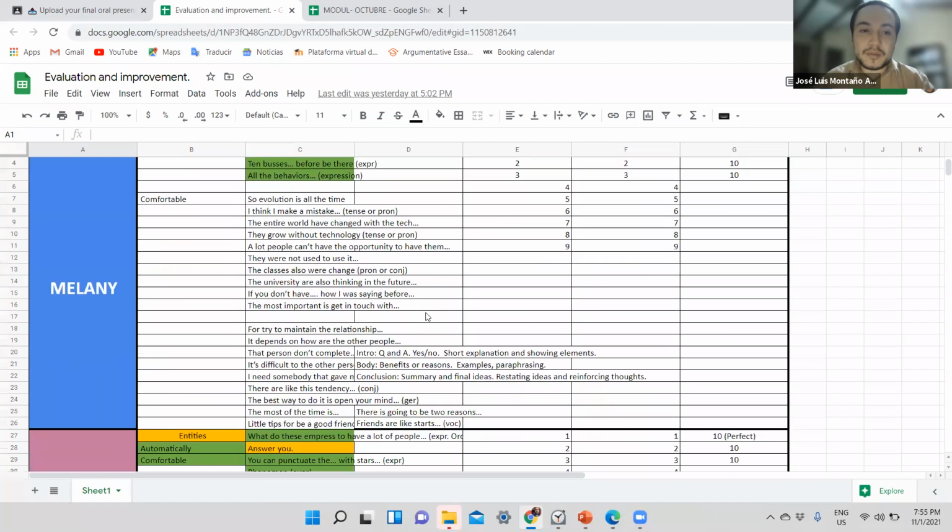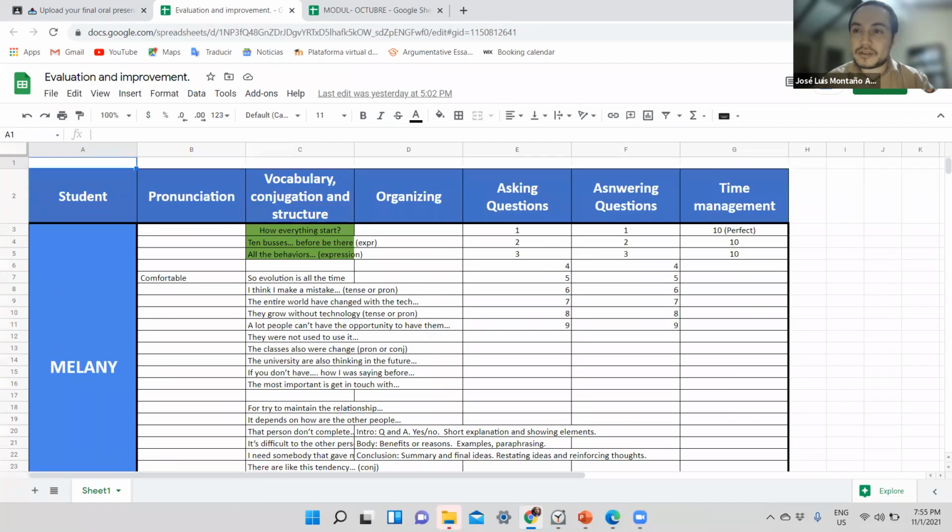Let's begin with Melanie's. Here I have, for example, vocabulary, conjugation, and structure. How everything starts, third person always, or how everything started. Two options, but only like that, it's incorrect. 10 buses before being there. Why? Before is a preposition, and after prepositions we use gerund. All the behavior, only behavior, or all that behavior, not plural.